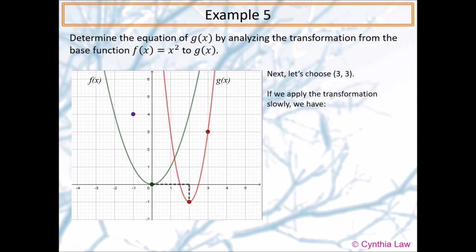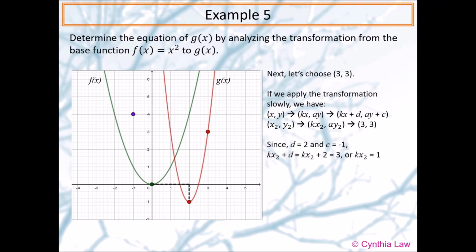So if we apply the transformation slowly, just like the previous one, we have this formula again, showing us how to transform using mapping notation. This time, instead of working with x subscript 1 and y subscript 1, we have x subscript 2 and y subscript 2. And then we have our image point being 3, 3. And then solving these equations again, just like the previous point, we get the point 1, 4.